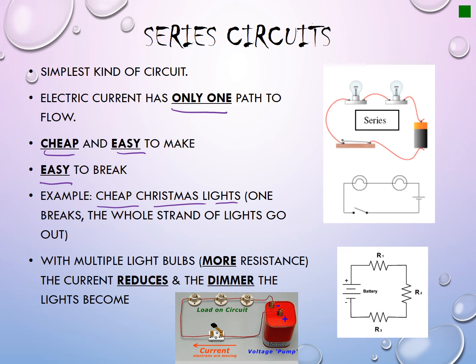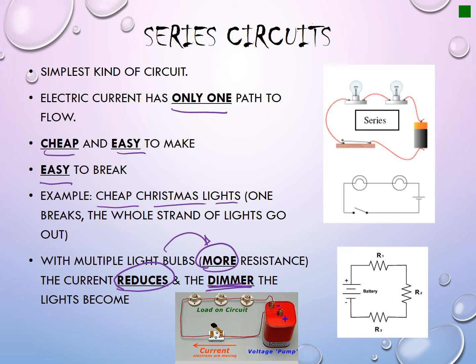Now with this also, as you add more light bulbs, meaning more resistance, because they are the ones using up that electricity and slowing it down, the current reduces and the lights become dimmer. So if I add more to a series circuit, the lights will become dimmer. They will not stay the same. If I keep adding more and more lights, they become less and less bright.